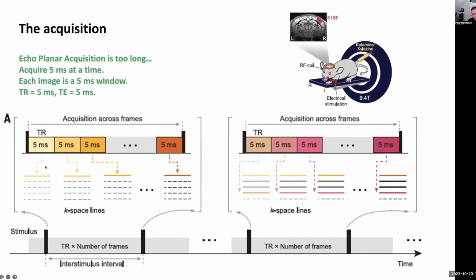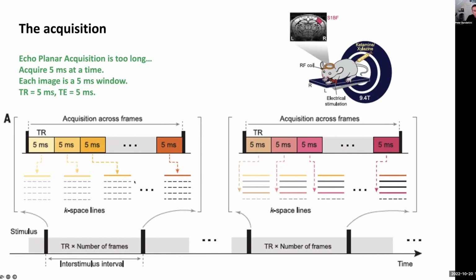And this is the reason why I sort of dwelled on this k-space-based chopping up approach, because they used this. They had a TR of 5 milliseconds, a TE of 2.5 milliseconds. And they collected one line of k-space at a time, and they timed it to the stimulus. So the stimulus was timed, and so you basically collect images across time and then across k-space.